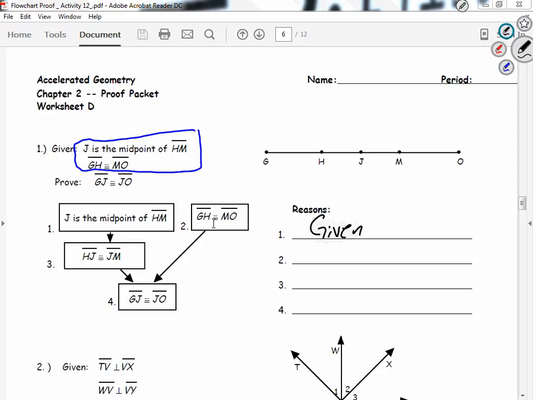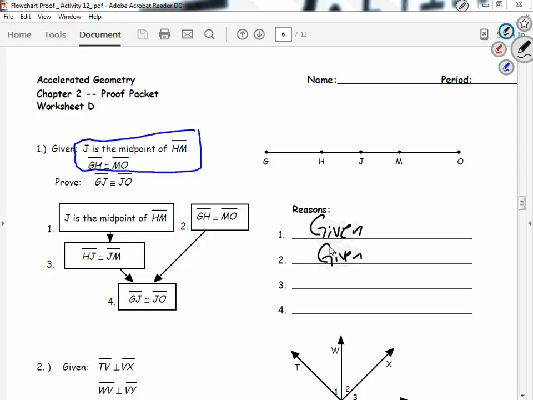Statement 2, why is statement 2 true? It was given. Matter of fact, most of the time, and I'm saying most of it, not always, the statements that don't have an arrow before it, those are given. If it comes with an arrow before it, like statement 3, that was not given. It comes from where the arrow starts. So statement 3 comes from statement 1.